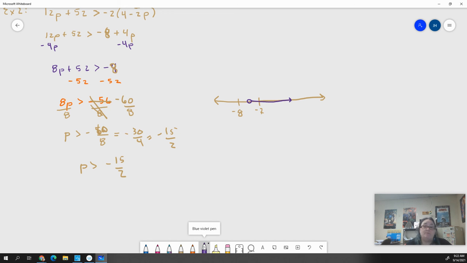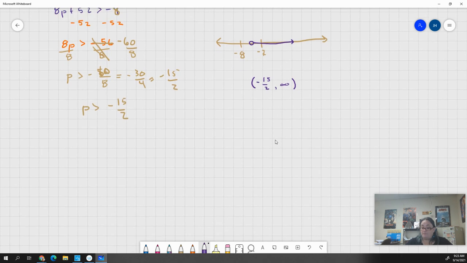So if you have a fraction, remember, you don't have to be perfect, but you kind of have to know what numbers those fractions lie between, right? So if I had -2/3, that's going to be between 0 and -1, and you're going to want to put your point in between there. If I look at it in terms of interval notation, I'm going to have my point at -15/2, and it's going to go all the way to positive infinity.